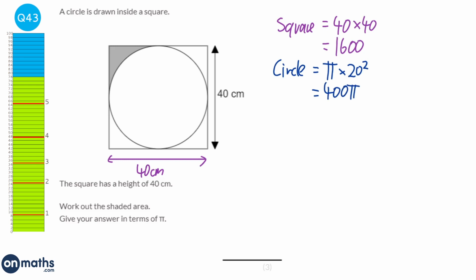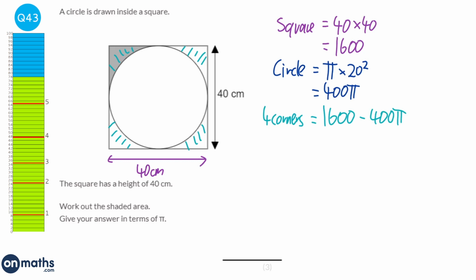Now next we're going to work out all of the corners, so that includes these 3 here and this one. So I'll say, 4 corners, just to try and explain to the person marking my exam what I'm doing. And to do that, we're just going to do the square, take away the circle. So 1,600, take away 400 pi. Now we can't actually do anything more than that. That is our answer. So we just leave it at that.